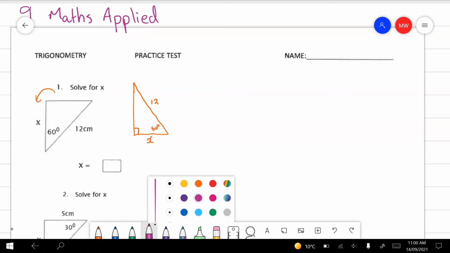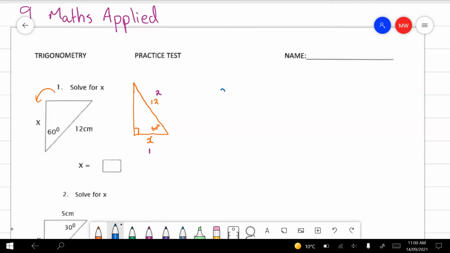So if I put in my ratios for these, this would be a ratio of 1 to 2 based on my 30, 60, 90 triangle. And so that means that x is going to be half of 12, because this has a ratio of 1 to 2. So x is going to be half of whatever 12 is. And so our answer to this one is that x is 6 centimeters.